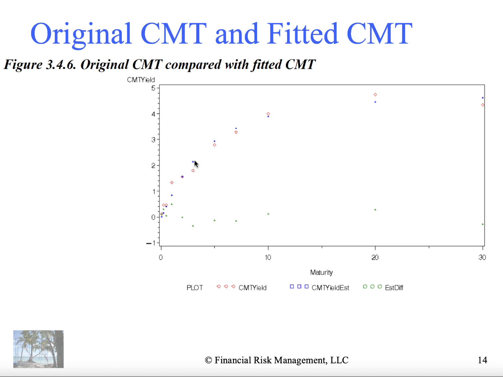For example, if you look at this observation right here, the CMT yield, the fitted curve is too high, and then further out on the curve at the 20-year mark, the estimated yield curve is too low. The key thing is that overall these errors cancel each other out because of the least squares fitting methodology.